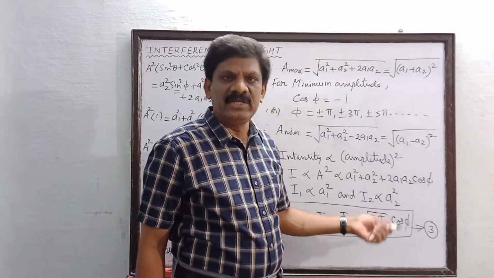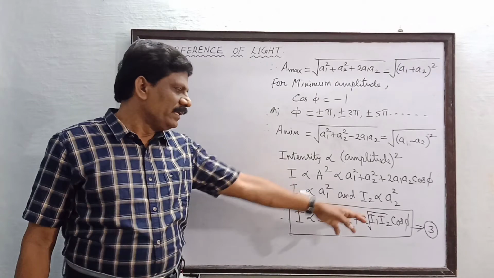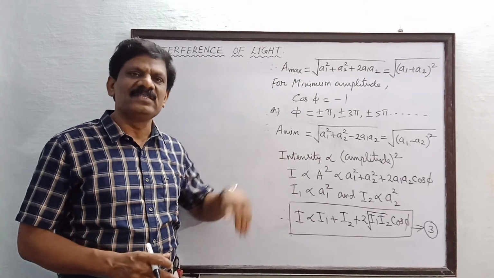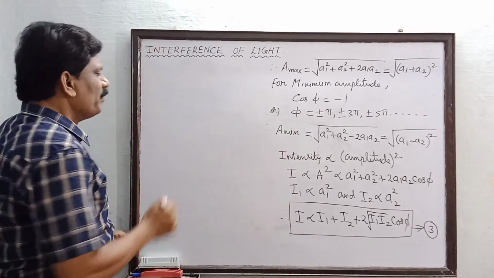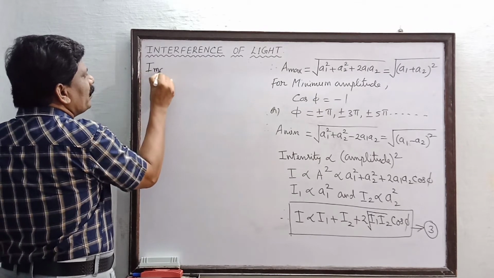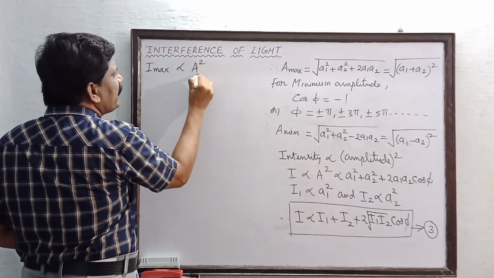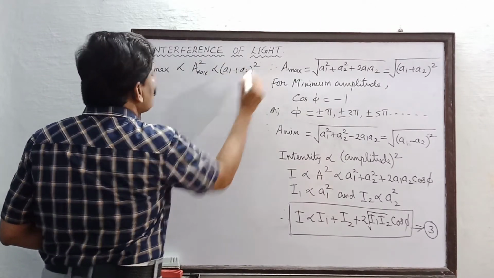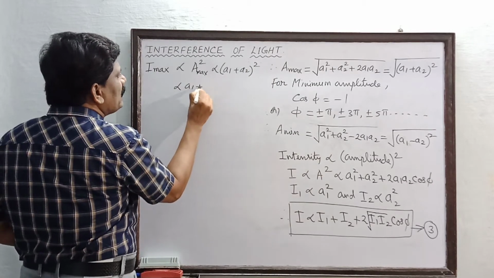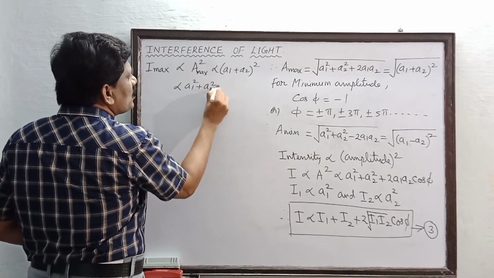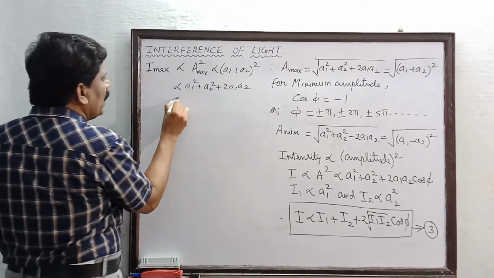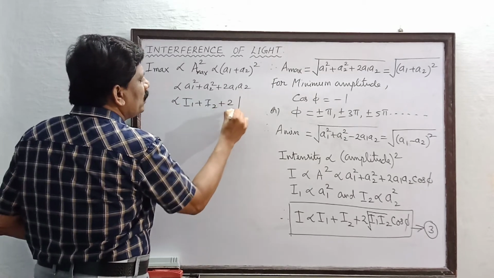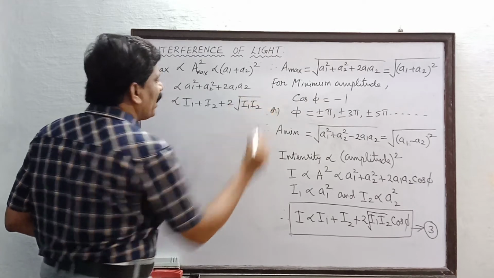Now up to equation 3 you have understood, is it not? So equation 3 gives the resultant intensity of the waves which have undergone superposition. Now maximum intensity is taken as I maximum. So I maximum is proportional to A maximum square, which is once again proportional to (A1 plus A2) the whole square. So which is proportional to A1 square plus A2 square plus 2 into A1 A2, and hence it is proportional to I1 plus I2 plus 2 into square root of I1 into I2.